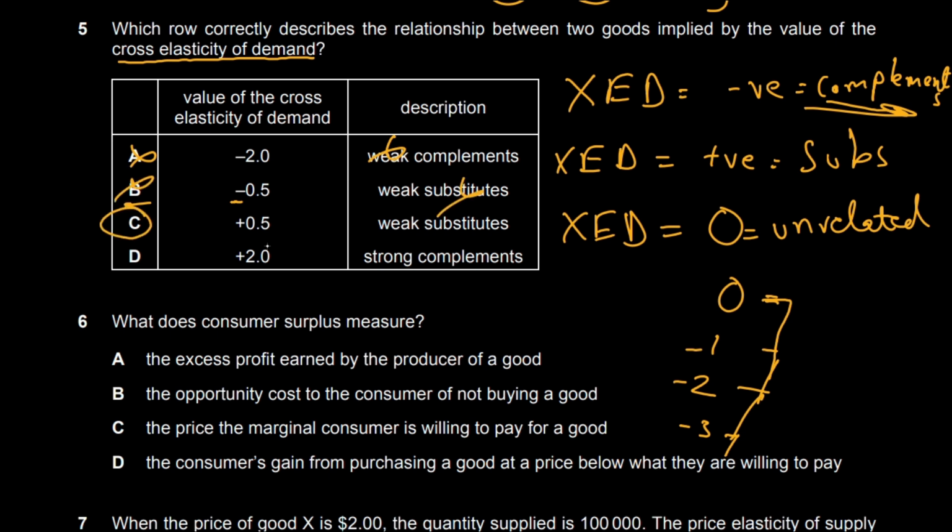C is correct, as it accurately describes the relationship. My bad. Positive 0.5 means, first of all, positive means that both goods are substitutes, while 0.5 means that they are weak substitutes, as it's close to 0. Okay, so this one is correct. While D is wrong, as the positive sign does not refer to complements; it refers to substitutes. So D is wrong.